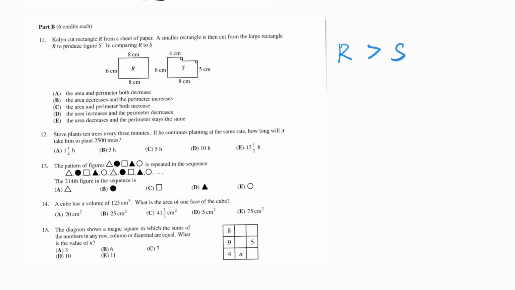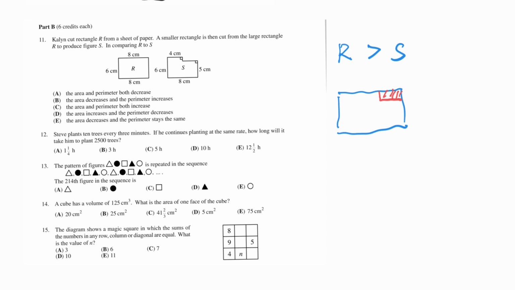So this is R. When we cut off the corner, we do like this. Now the shaded part is cut off. So the area from the rectangle to the irregular shape S, from R to S, the area decreases. So R area is greater than S.